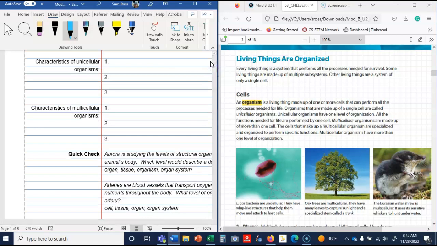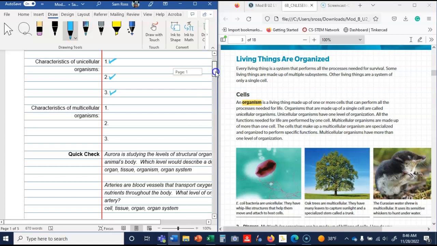And then I have characteristics of unicellular organisms. So we can put the definition that unicellular organisms are made of a single cell, that they have one level of organization, and that they perform all the functions needed for life in the one cell. So let me say that again. Organisms that are unicellular are made of a single cell. That's number one. They have one level of organization, that's number two, and all the functions needed for life are performed by one cell, that's number three.